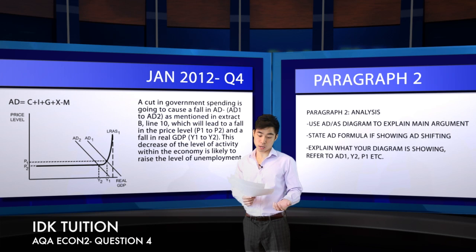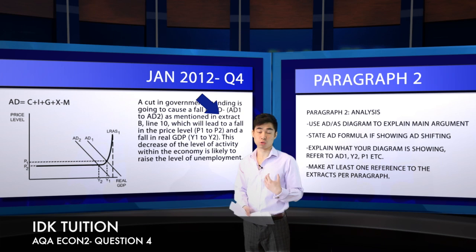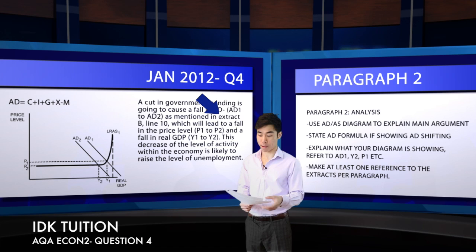Just note that I made a little reference to the extract here. Don't restrict your references to the extract solely to paragraph 1. I know I said that paragraph 1 is going to be primarily looking at your knowledge and application marks, but you want to be picking up your application marks throughout your essay. So I'd say a good rule of thumb would be to introduce references to the extracts at least once per paragraph. Okay, and I've done that here.